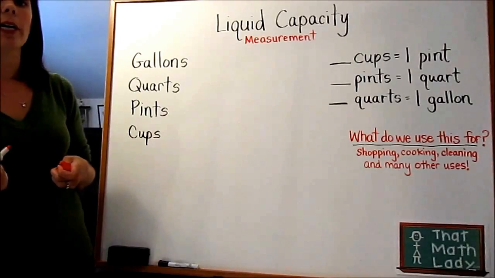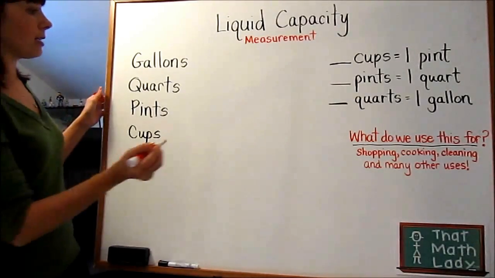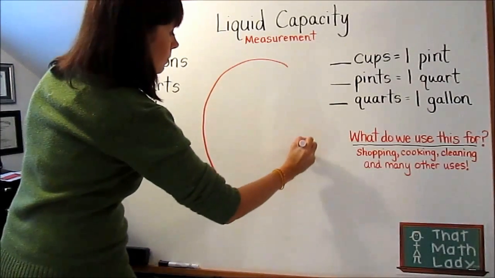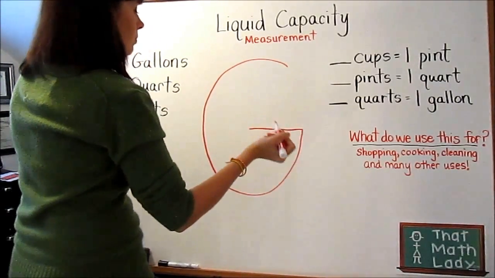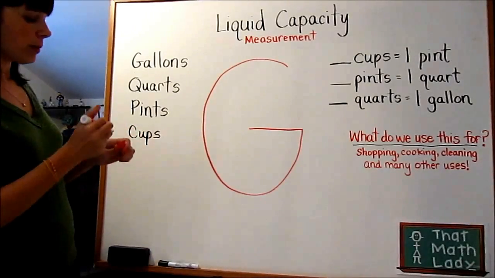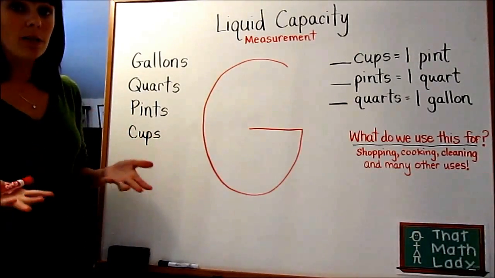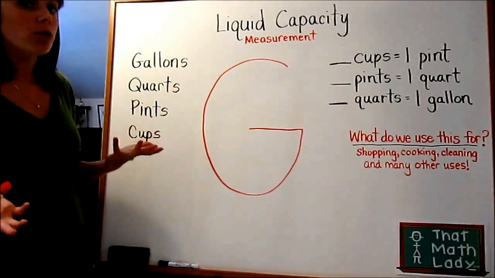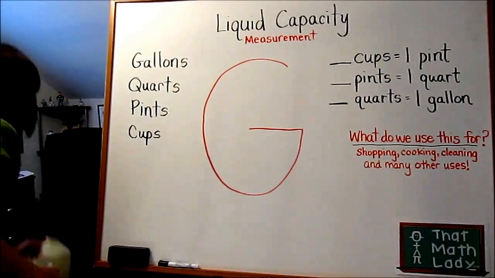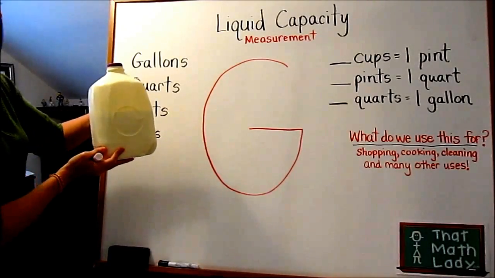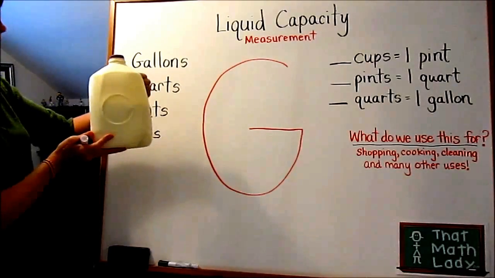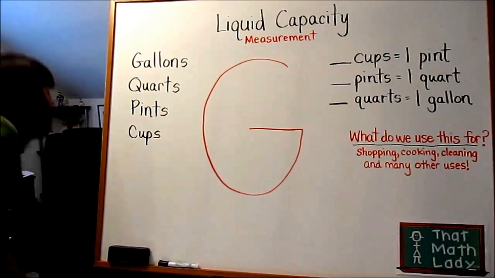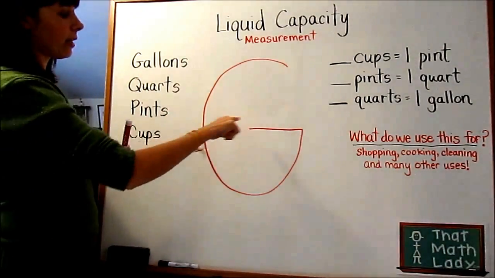I always start off by drawing a big G for gallons. And what do we usually buy gallons of? Well, we usually buy gallons of gasoline for our cars, like I mentioned earlier. Sometimes we buy gallons of juice, and most frequently we buy gallons of milk. And this is what a 1-gallon bottle of milk looks like. So that's about 1 gallon if it's filled to the top. Okay, so G stands for gallon.